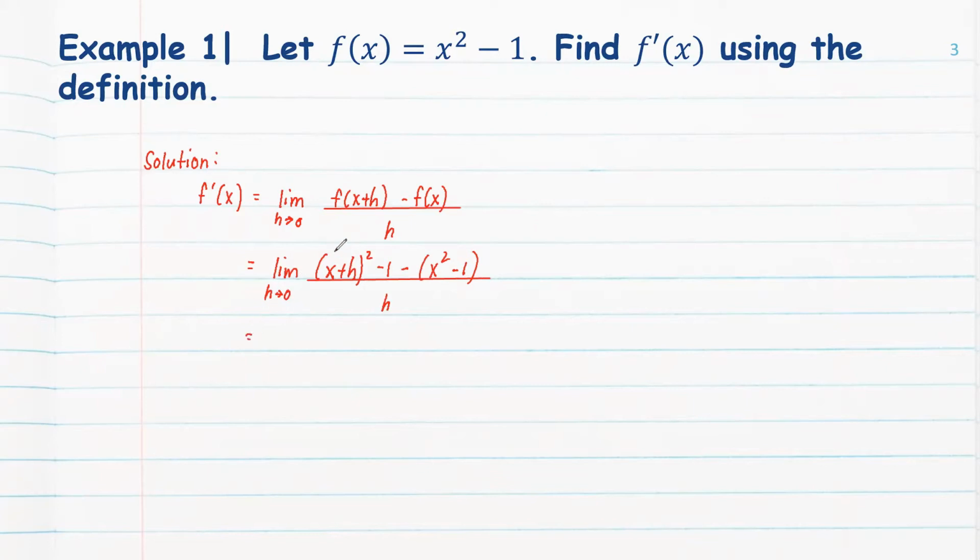Next, let's expand our binomial (x plus h) squared. So we have here the limit of (x plus h) squared, that's just equal to x squared plus 2xh plus h squared minus 1. Distribute the negative sign to x squared minus 1, so we have negative x squared plus 1 all over h as h approaches 0.